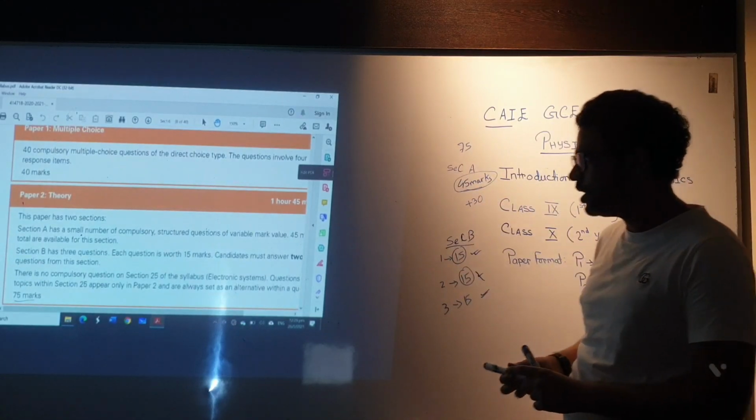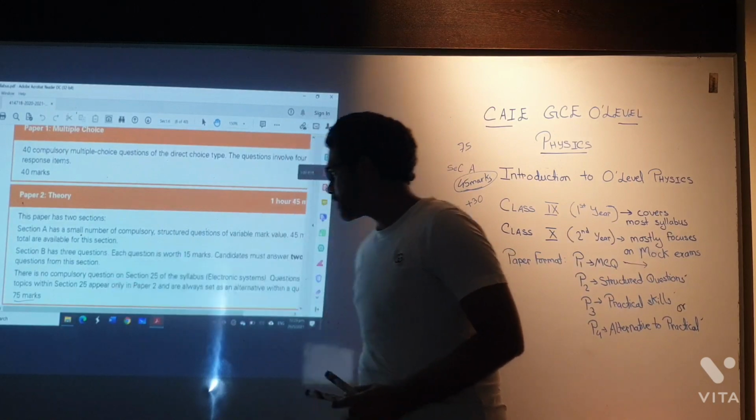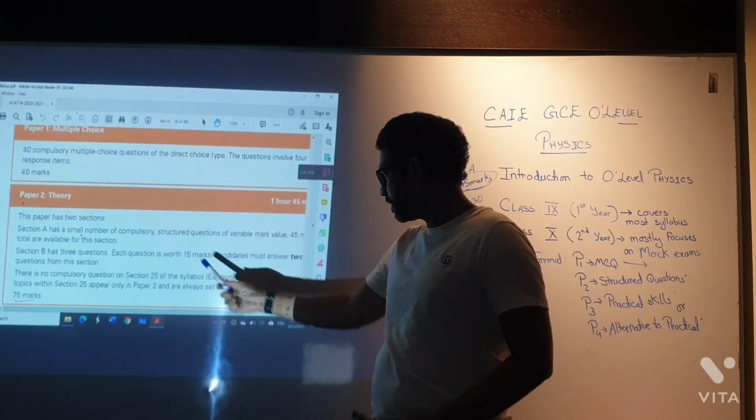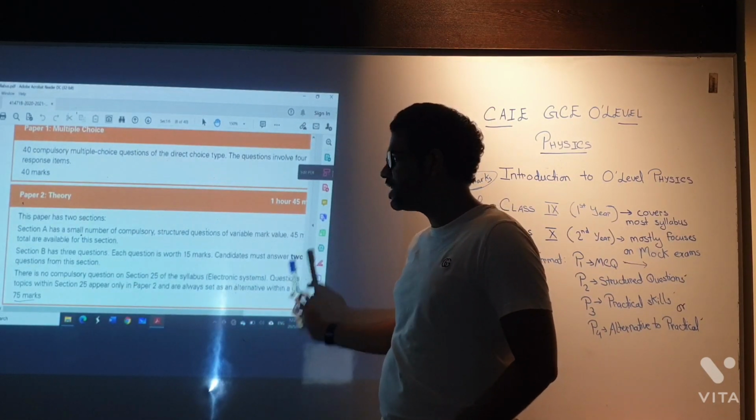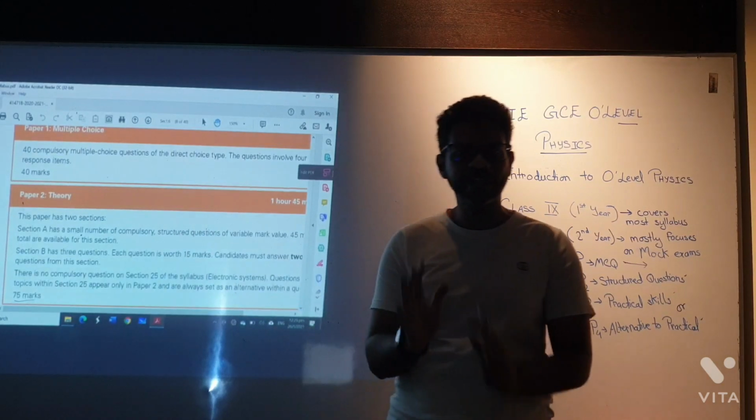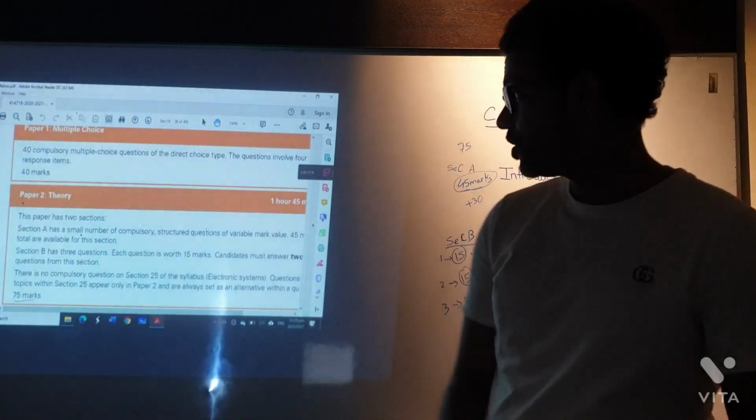So in section B, there are 3 questions. Each question is worth 15 marks. Candidates must answer any 2 questions from this section. So you can answer any 2 questions in section B.